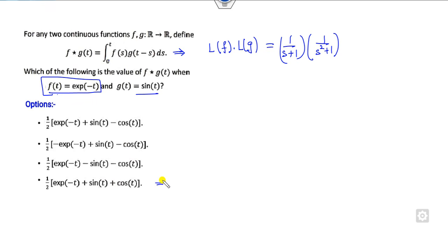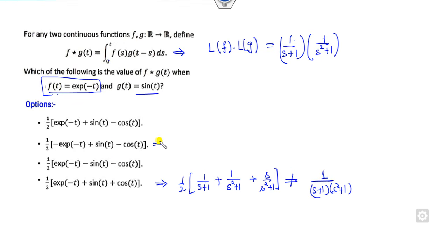Look at the last option. What is the Laplace of e to the minus t? 1 over s plus 1. Laplace of the sine is here. So clearly, when you take the LCM, the denominator is fine. The denominator is fine, but we need a numerator as 1. But nothing cancels out, so this option is cancelled out.